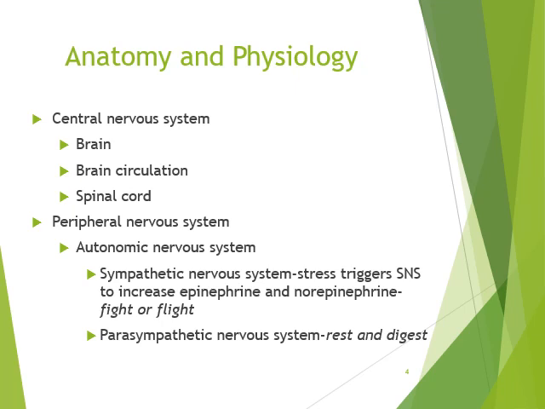Now, stress can trigger the sympathetic nervous system to increase the epinephrine, norepinephrine. And this is our fight or flight mechanism. And the epinephrine and norepinephrine are called neurotransmitters. The parasympathetic nervous system mediates a rest response. Now, I call it rest and digest because in NCLEX they call it that. So we might as well start getting used to it: sympathetic is fight or flight, parasympathetic, rest and digest.